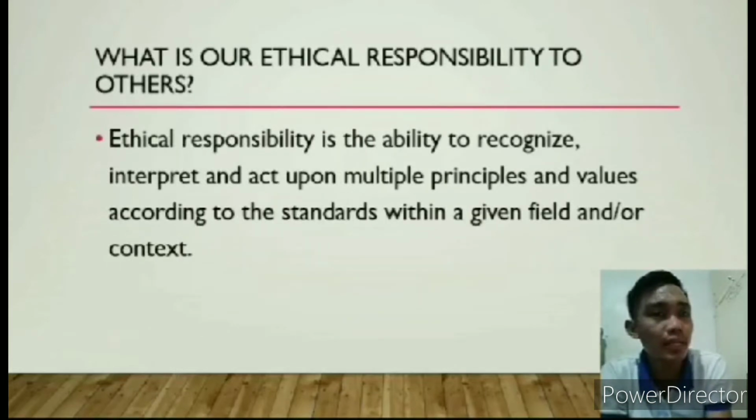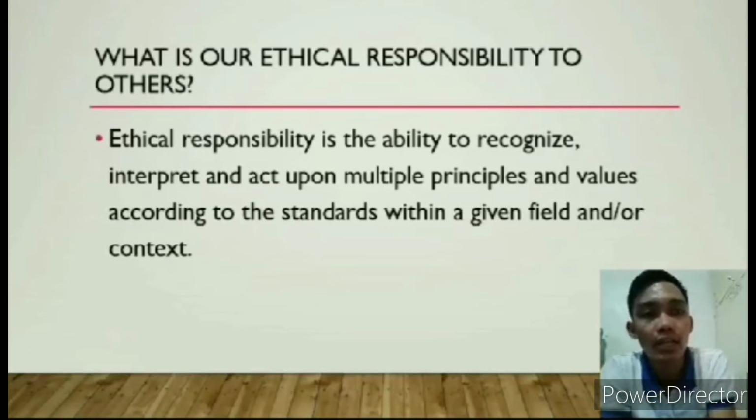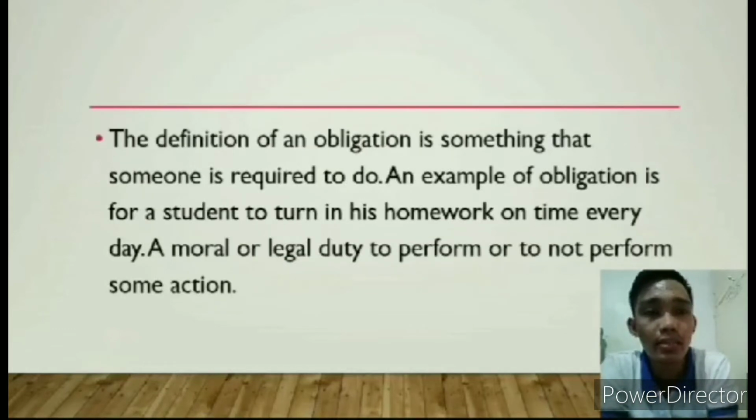So what is our ethical responsibility to others? Ethical responsibility is the ability to recognize, interpret, and act upon multiple principles and values according to the standards within a given field and or context. The definition of obligation is something that someone is required to do. An example of obligation is for a student to turn in his homework on time every day, a moral or legal duty to perform or to not perform some action.